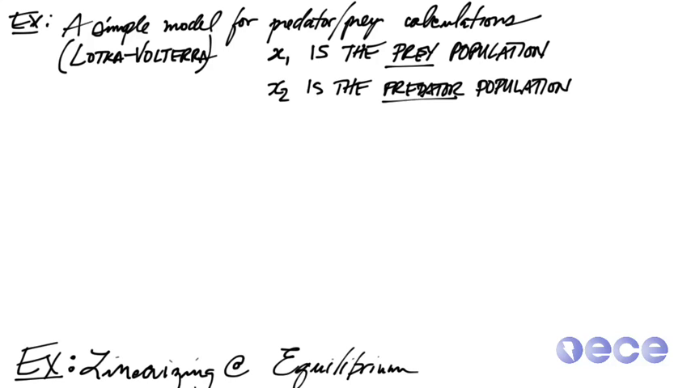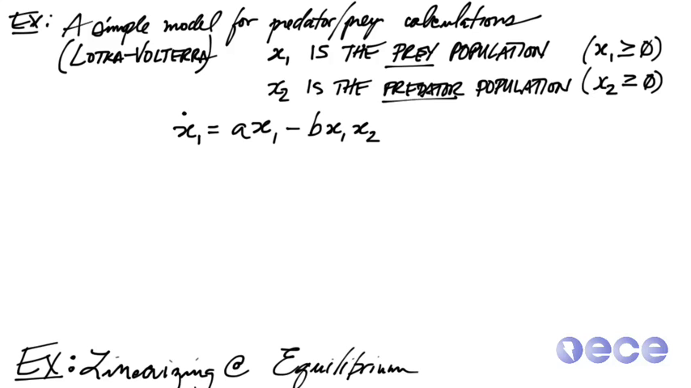So x1 represents the prey population, x2 is the population of predators, and we're assuming that both of these values are greater than or equal to 0. The system of equations is made up of two ordinary differential equations. They're not so ordinary actually, because we have some nonlinearities here. That's what's making this hard. So we have x1 dot is ax1 minus b x1 x2, and x2 dot equals minus dx2 plus c x1 x2.